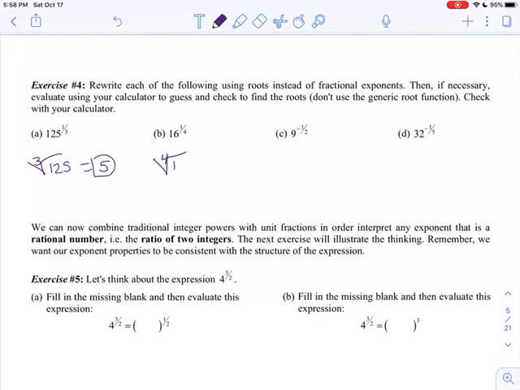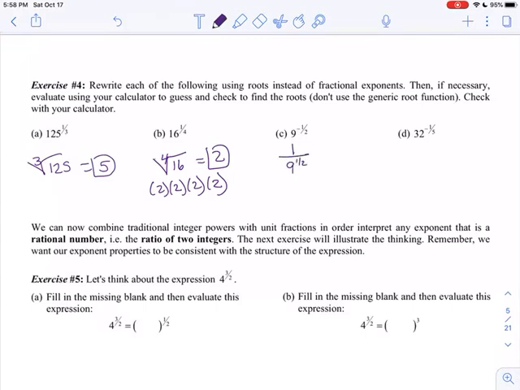The 4th root of 16. So 16 to the 1/4 is the same as the 4th root of 16. Basically, you're saying to yourself, what times what times what times what, and it's all by itself. What times itself 4 times is 16, and the answer is 2.